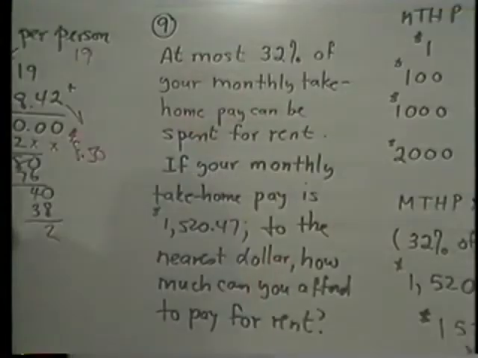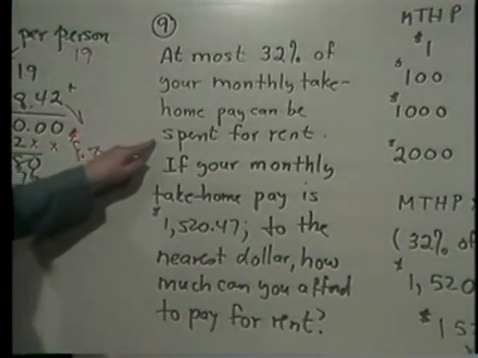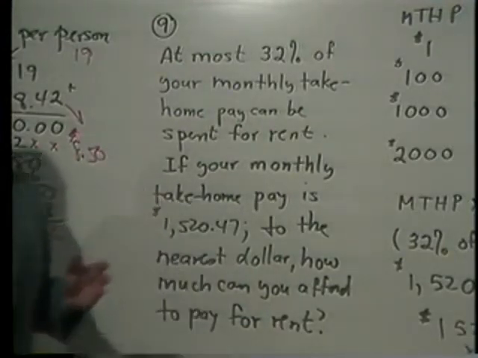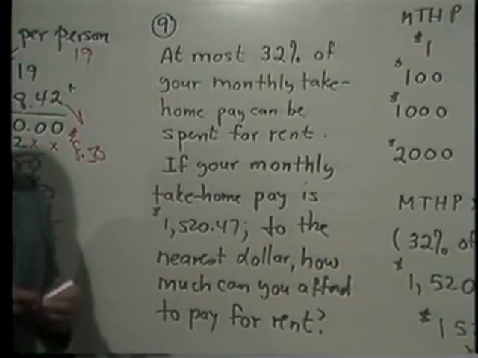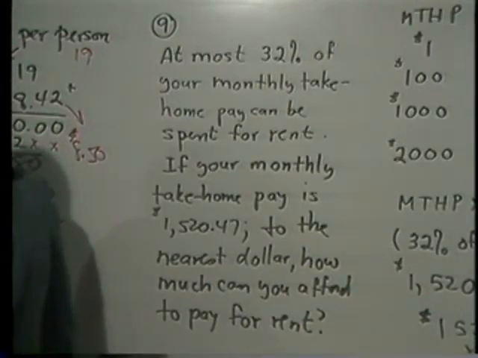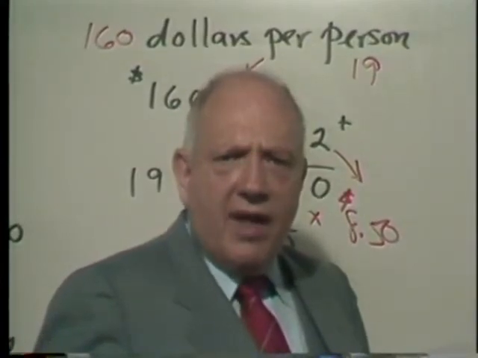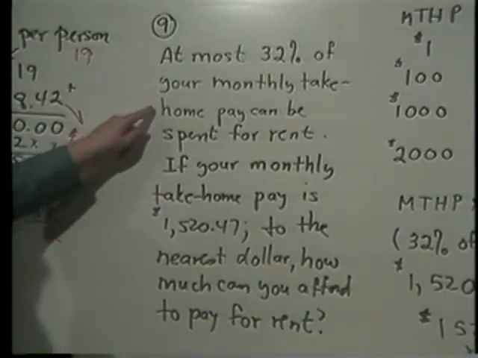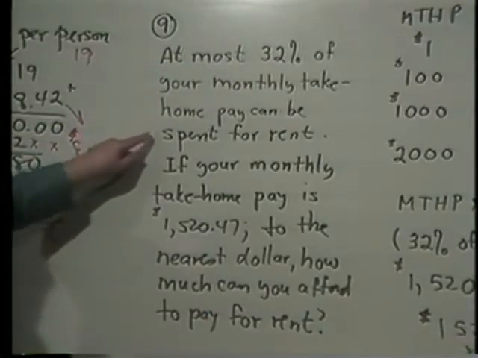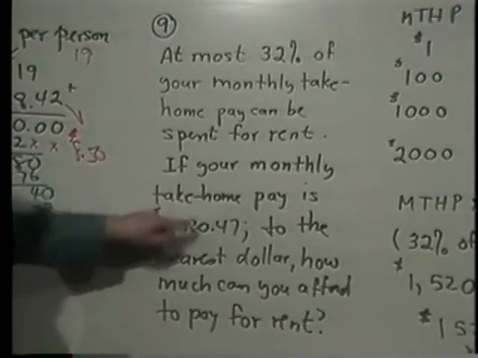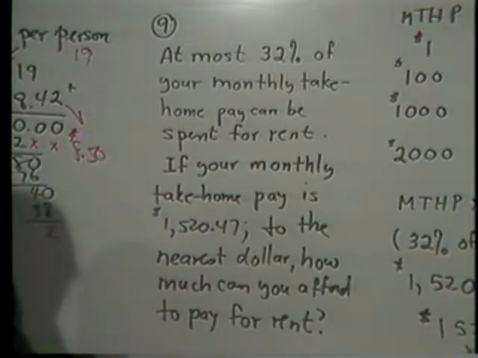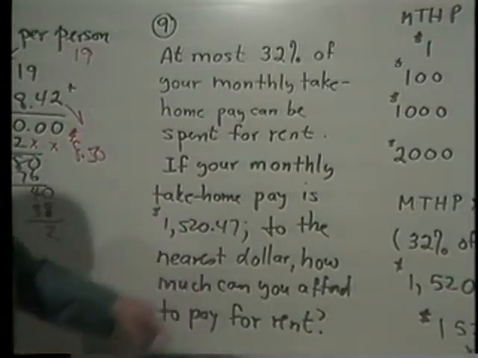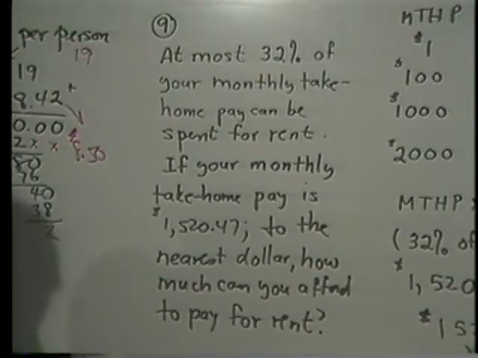It says at most 32% of your monthly take-home pay can be spent for rent. By the way, from here on in, since most of the problems are going to be word problems, and it takes a long time to write the word problems, I will probably paraphrase some of the problems just to save more space on the board. But basically, at most 32% of your monthly take-home pay can be spent for rent. And the question says, if your monthly take-home pay is $1,520.47, to the nearest dollar, how much can you afford to pay for rent?